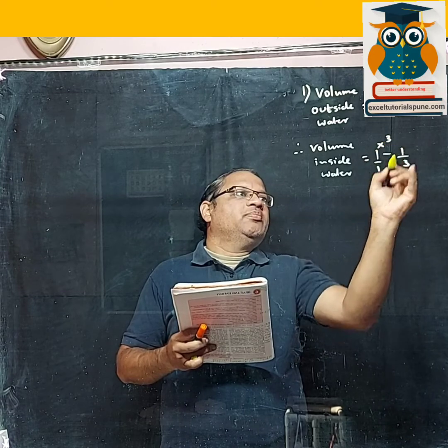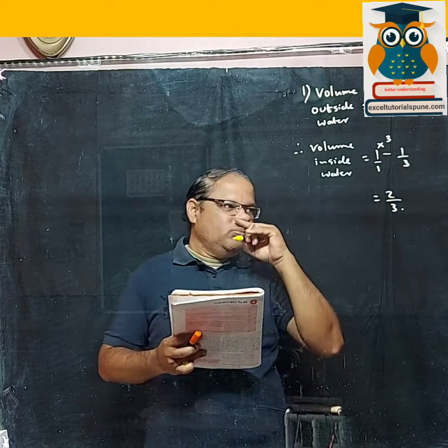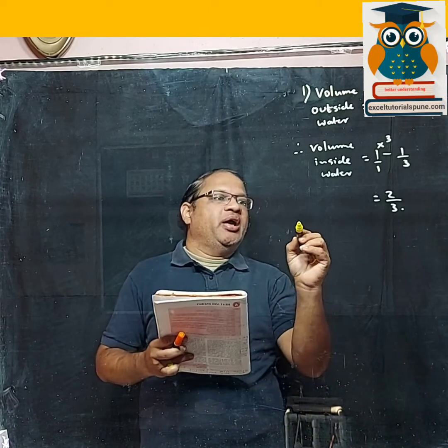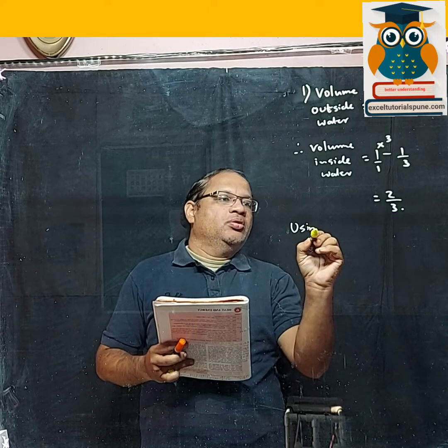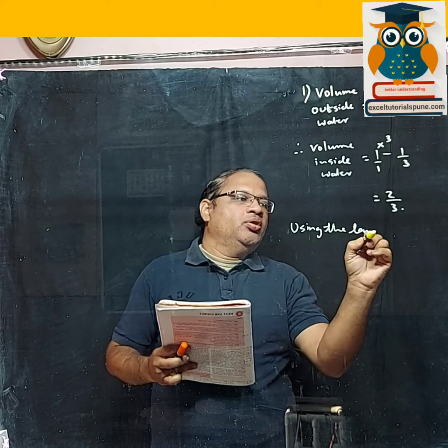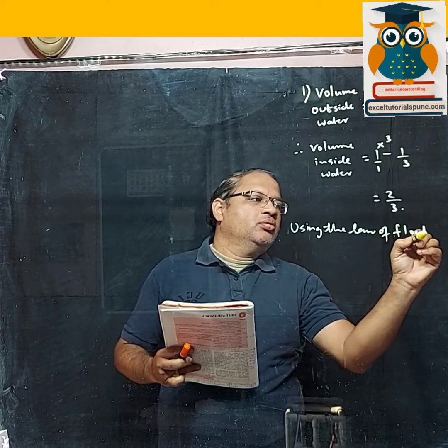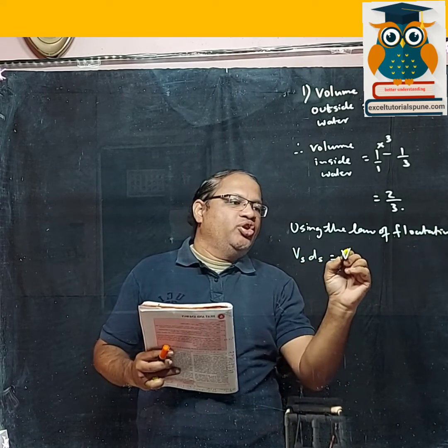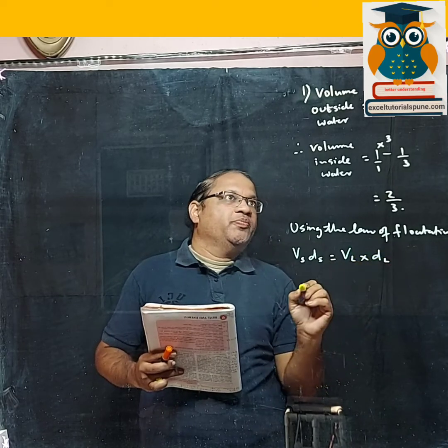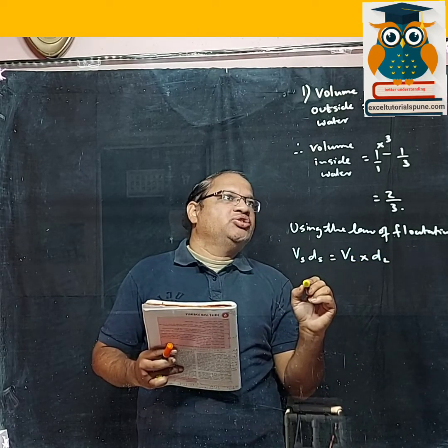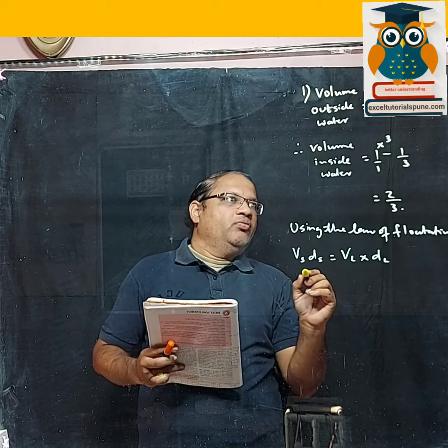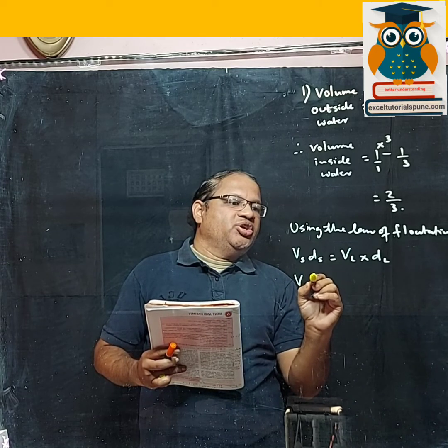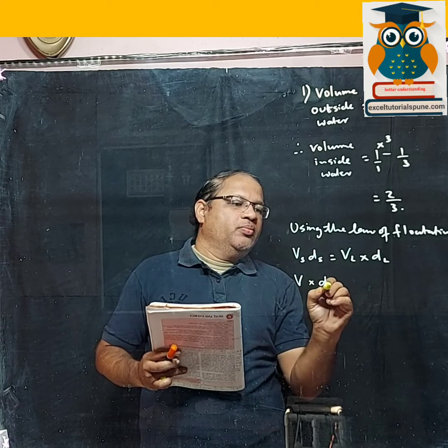You have to take the LCM. So now you've got the volume inside water. Now use the formula, using the law of flotation. Volume of solid into density of solid is equal to volume of liquid into density of liquid. So now the volume of the solid, keep it as V. Density of solid, we have to find out.